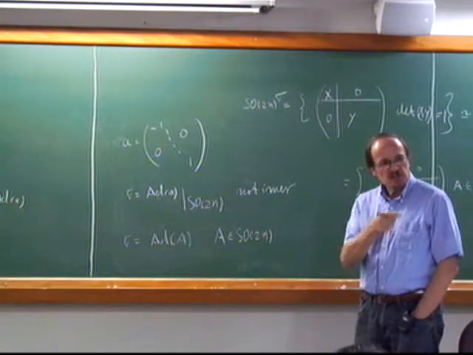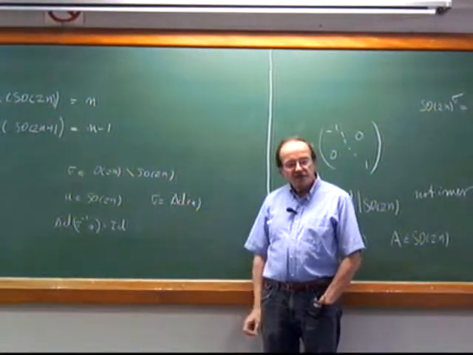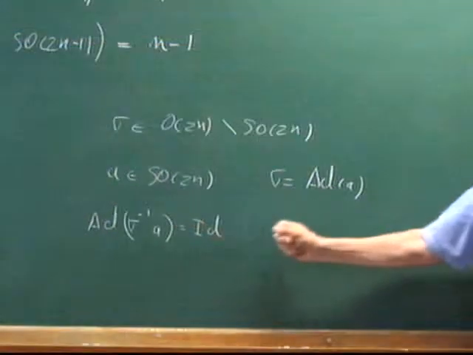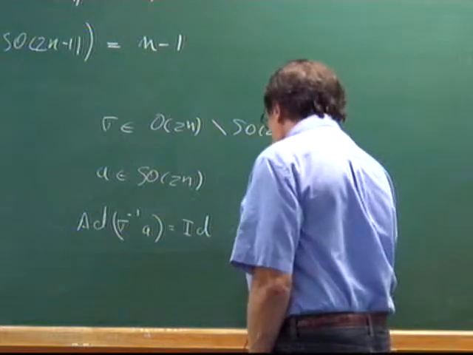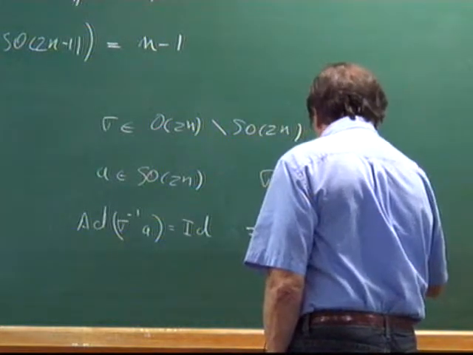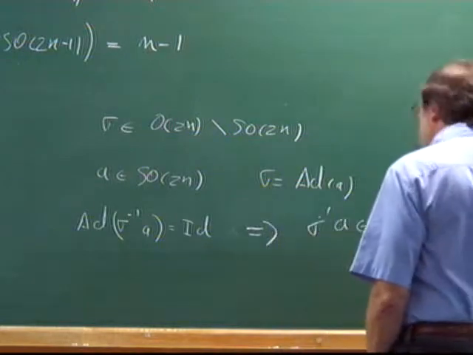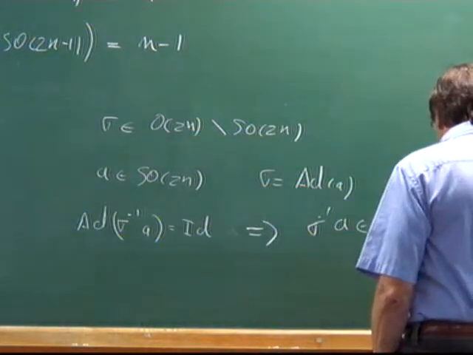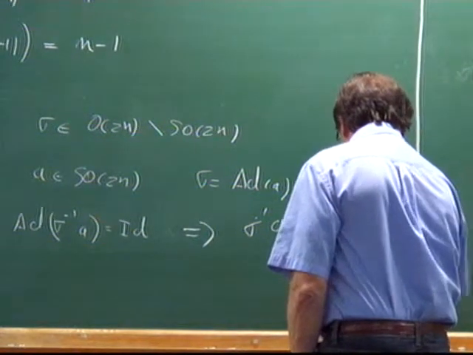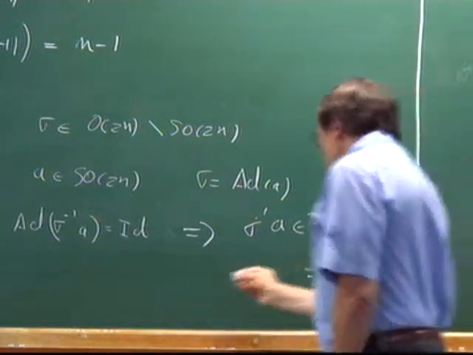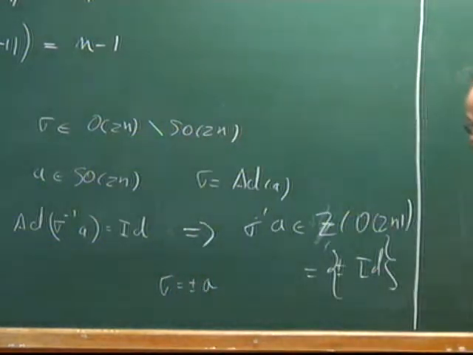So for those who came late, this was a problem where you're supposed to show that SO(2n) has an outer automorphism. And there's a problem that this doesn't necessarily right away imply that this lies in the center of O(n). So the conclusion was supposed to be that sigma inverse A is an element of the center of O(2n), which is plus or minus identity. And that would then imply that sigma is plus or minus A. That was the end of the proof.